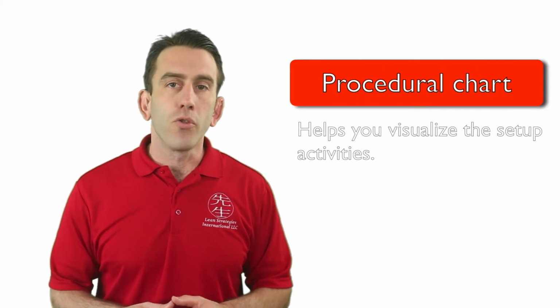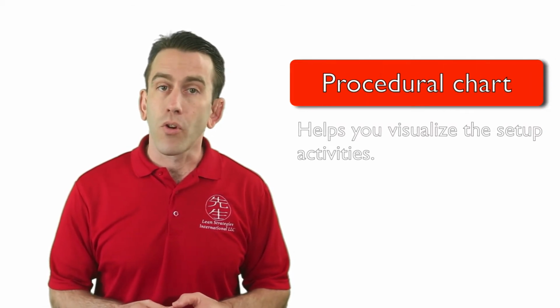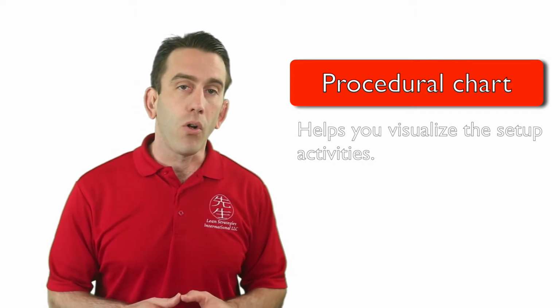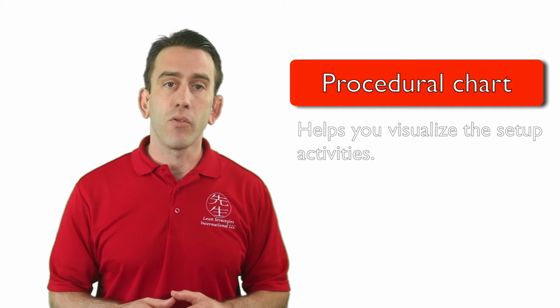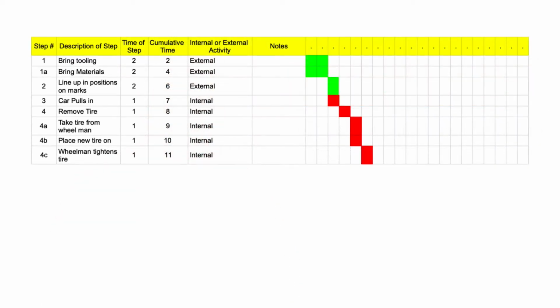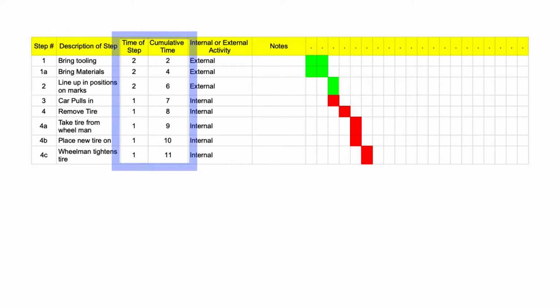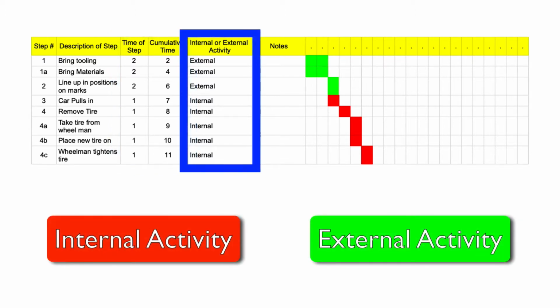One very important tool that is used when operations are converted from sequential to parallel is a procedural chart, or a process chart. A procedural chart can be a simple template that allows you to document the sequence of tasks that need to occur at a very granular level. It also tracks the time of each step in the setup, the cumulative time at each phase, and should show whether the activity was internal or external.